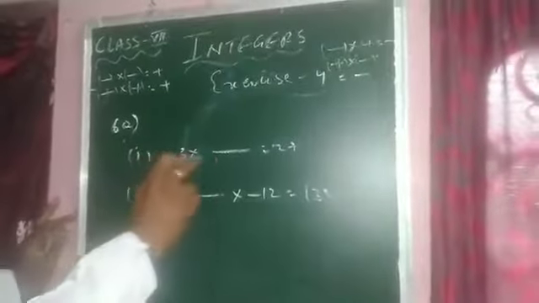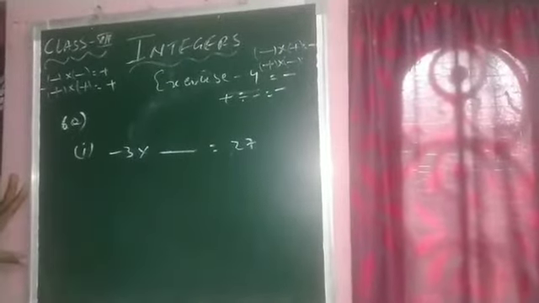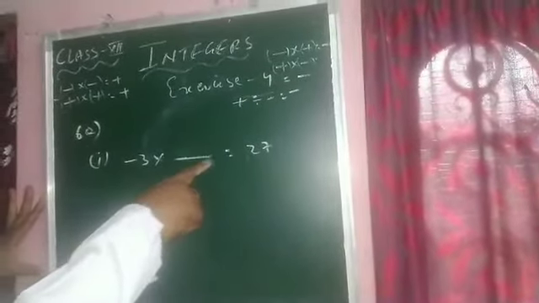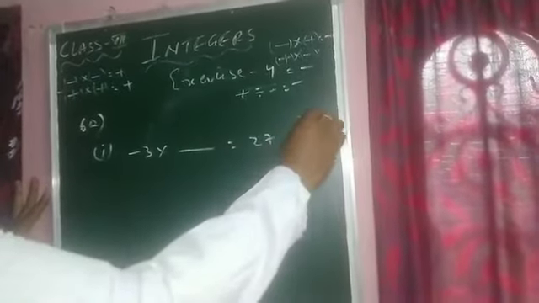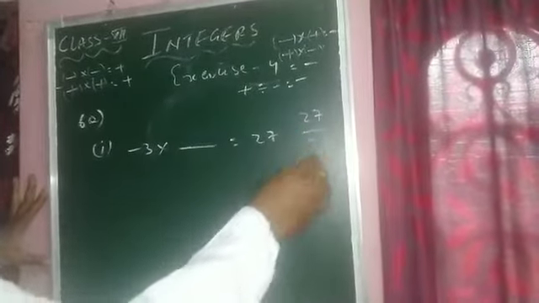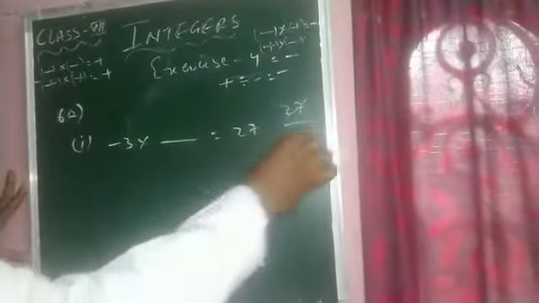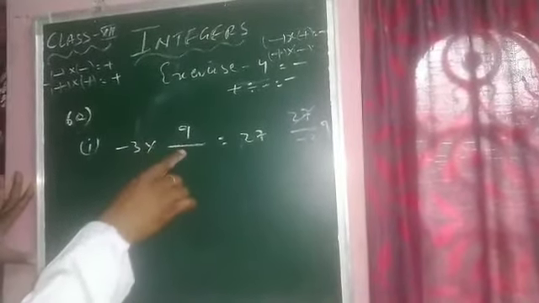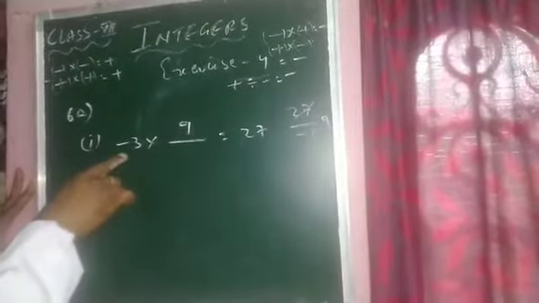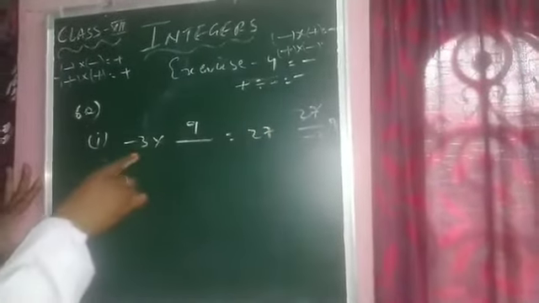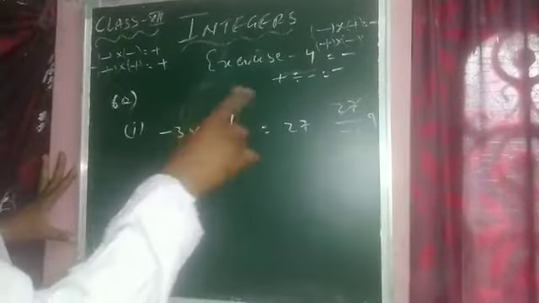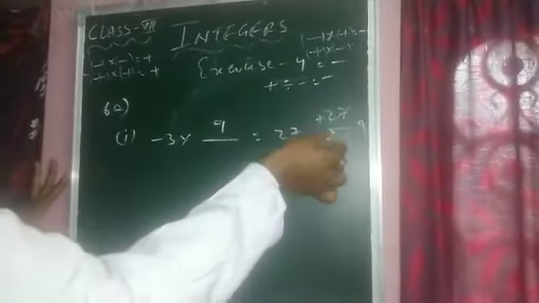Now, sixth question, one more time I explain. Minus 3 into blank equals 27. 27 is divided by minus 3. When you cancel, the answer is 9. Any time one number of a product is missing, you divide the product by the known number. The product is divided by one of the two integers, and you get the second number. Here the signs will be observed.